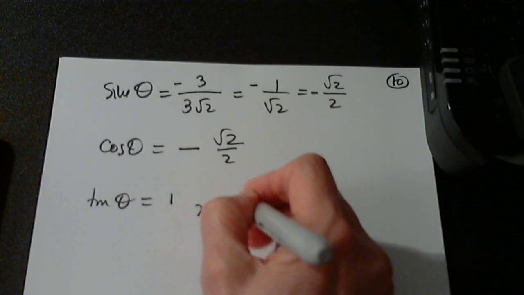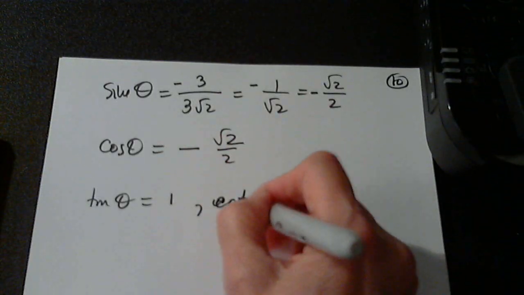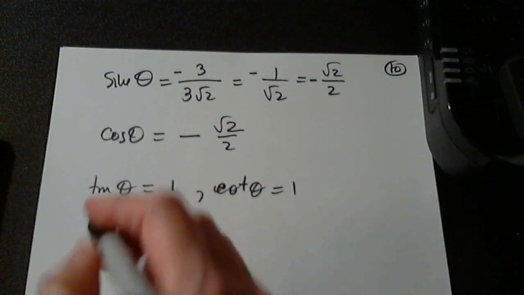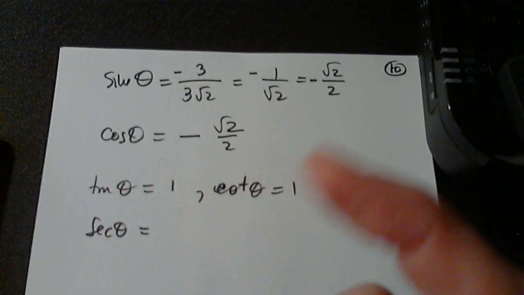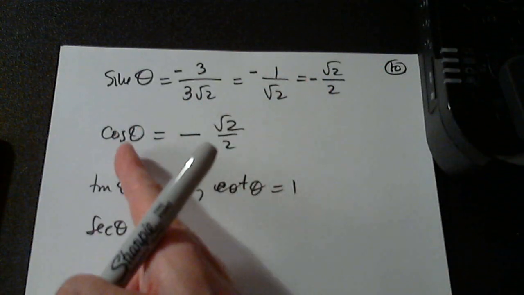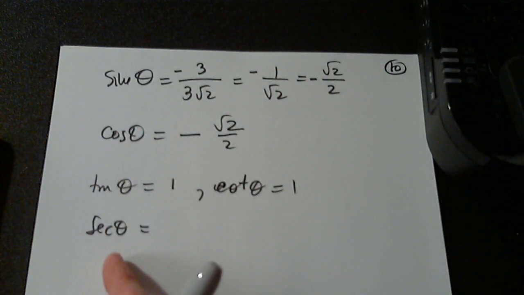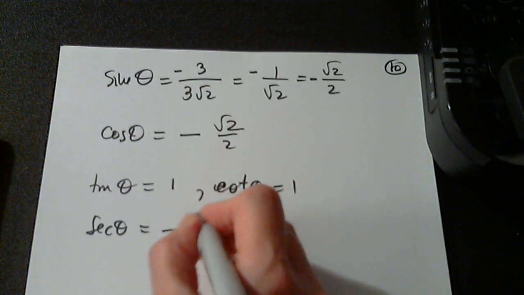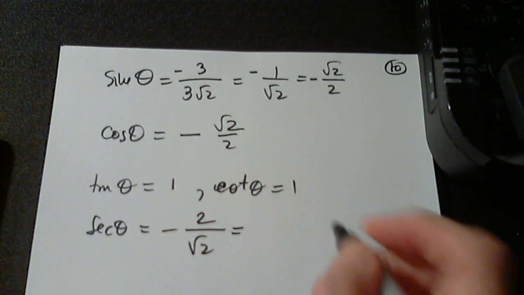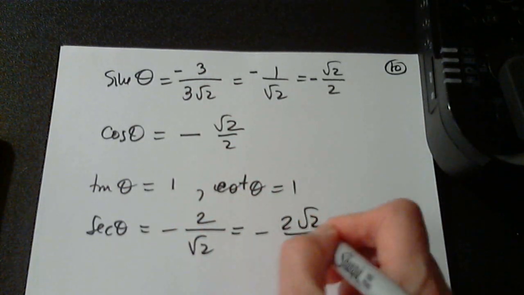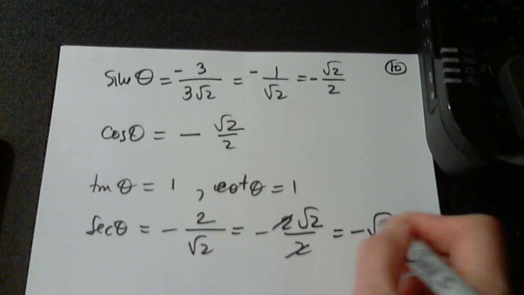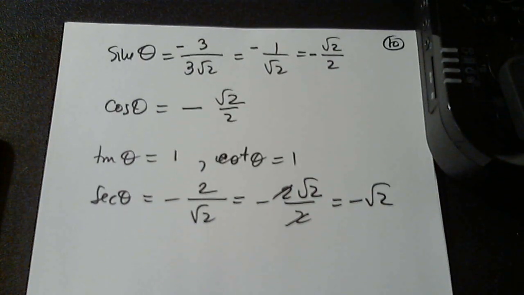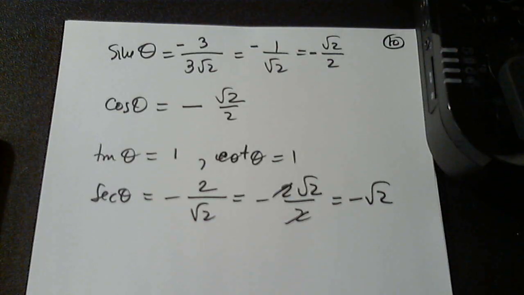Cotangent, 1. Secant, they have to be negative. If cosine is negative, secant has to be negative. Flip: -2 over the square root of 2, or -2 square root of 2 over 2, simplified into negative the square root of 2, I meant to say.